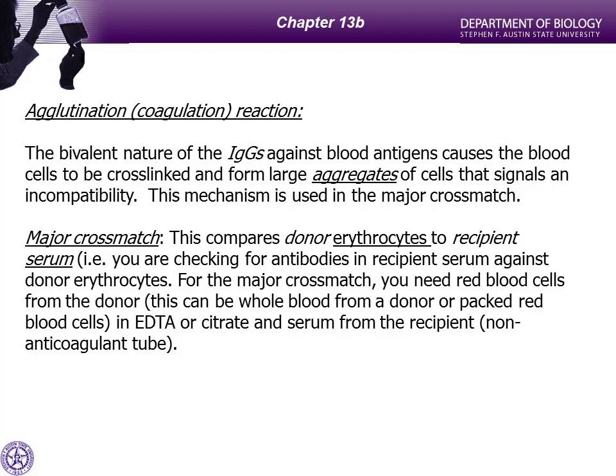Now notice, you've got to do this in the presence of EDTA or citric acid, because if you don't use EDTA and citric acid, when you start stirring the blood up, you could get a blood clot started, which is going to look like this agglutination coagulation, and you could be fooled. You could think that, oh, it's not a match, when in fact, it really would be.